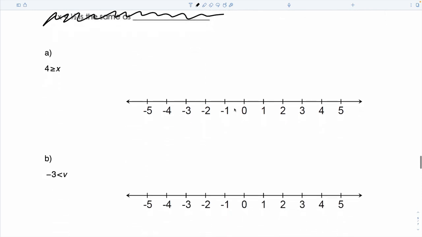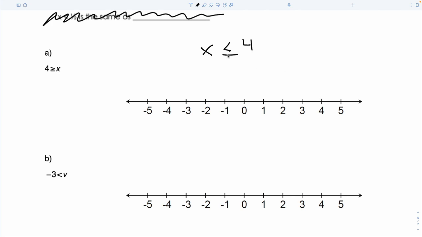So on A, I have x is less than or equal to 4, or 4 is greater than or equal to x. I'm going to rewrite this so I can look at it easier. X is less than or equal to 4. Where would I put the circle? What number does this go next to, Sean? If x is less than or equal to 4, where does it go? On the number that it's pointing to, on 4.